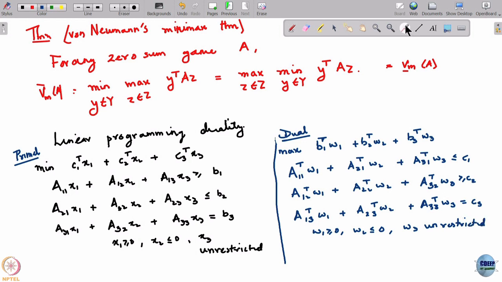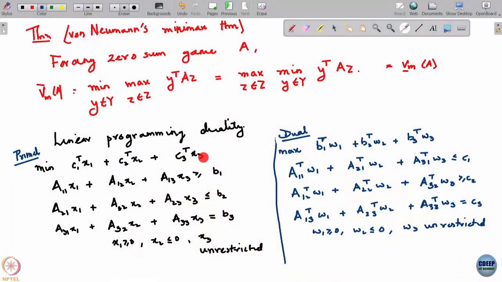Okay. So far all I have done is just written out two optimization problems in a very explicit manner. On the left you have a minimization problem in three variables x1, x2, x3. On the right you have a maximization problem in three variables w1, w2, w3. Now, if you look at the constants of this problem, they are closely related. So, the problem on the left is called primal, the problem on the right is called dual.